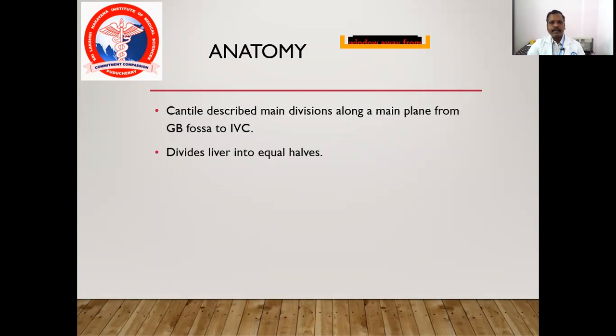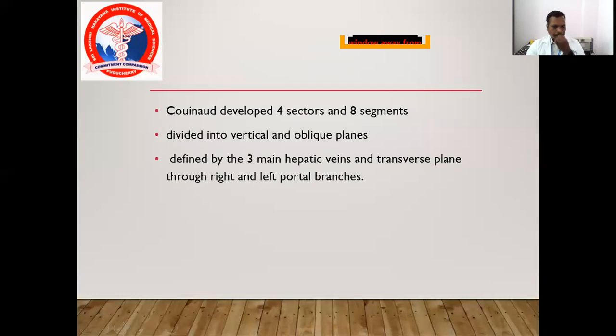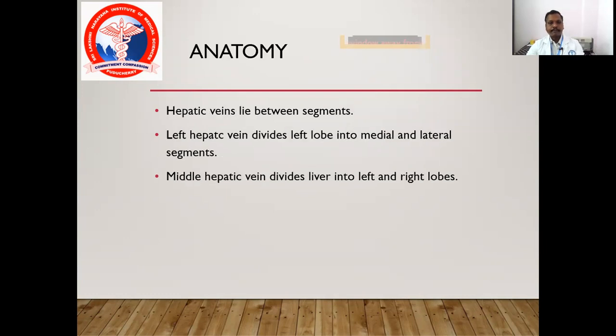Now coming to the anatomy, Cantlie described a plane between the gallbladder fossa and the inferior vena cava that divides the liver into equal halves. Couinaud developed 4 sectors and 8 segments, divided by vertical and oblique planes, defined by 3 main hepatic veins and a transverse plane through the right and left portal branches. Of course, the hepatic veins lie between the segments.